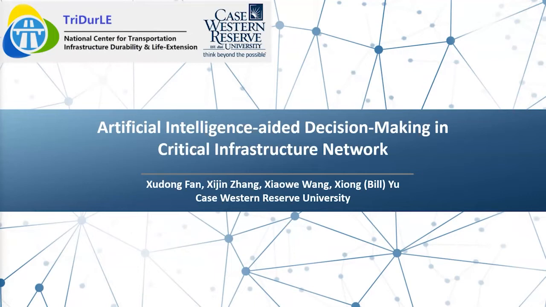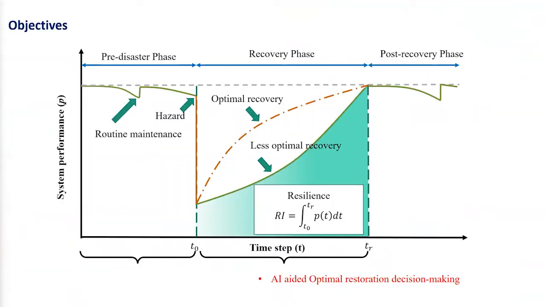Yu. So as you can see here, my topic today is about artificial intelligence aided decision making in critical infrastructure networks. This picture shows a conceptual trajectory curve of a system performance in its lifespan. Basically, we are looking at the system performance. The x-axis is the time span of the infrastructure system, and the y-axis is the system performance. We are looking at three phases in the life cycle.